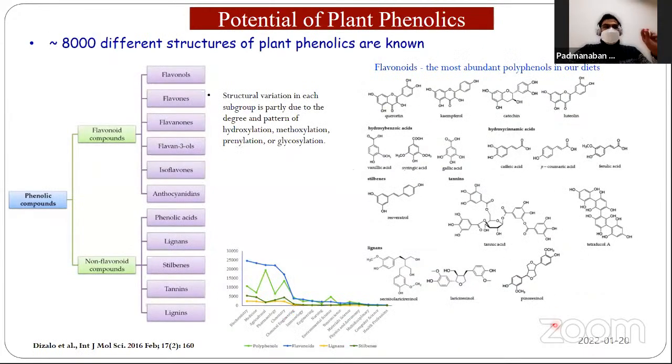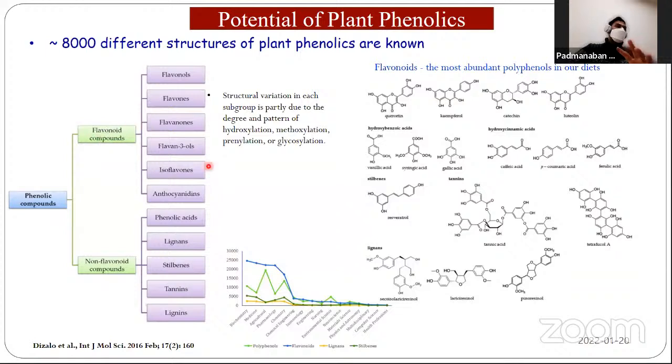Right. So let's give, if not a detailed look, a brief look at all these metabolite elements, and then we move on to the regulation portions. Then plant phenolics: there are almost 8,000 different plant phenolics known so far, and they've been divided into flavonoid and non-flavonoid compounds.